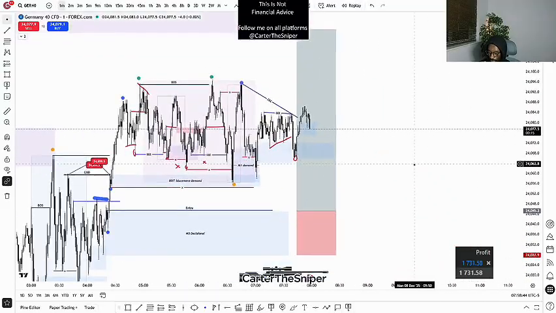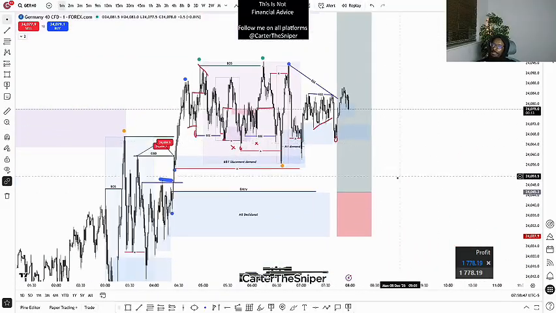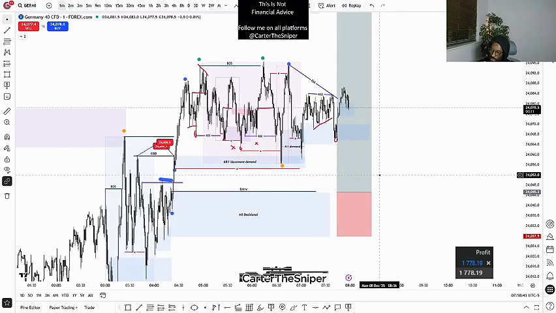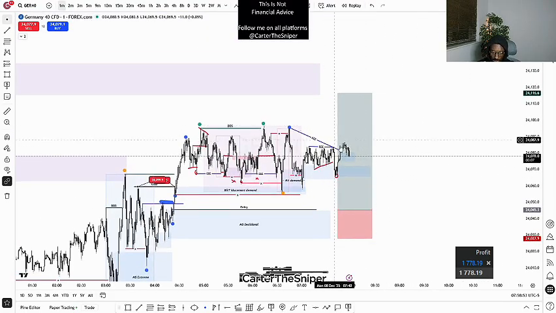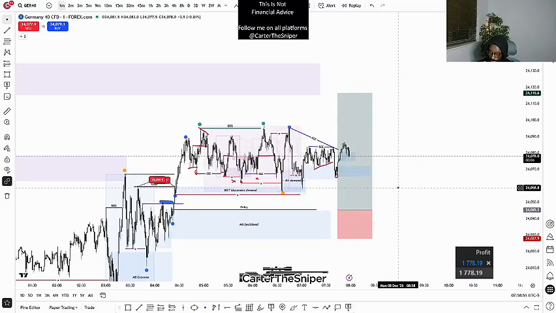So you've got to think of it like that. But yeah, man, that's pretty much it with point of interest though. So yeah, I'll update you lot about this trade in the Telegram if it plays out or not.